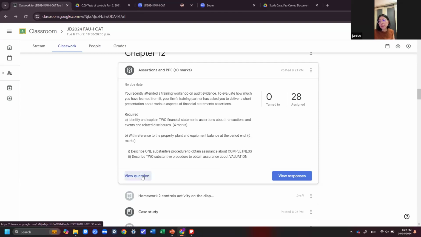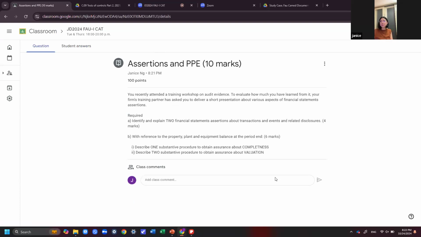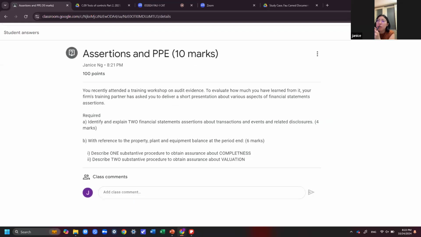So here. Okay, so we're gonna do this question. It was a real exam question, I think from 2020, 4 years ago. So we should do that together. Let's see. You recently attended a training workshop on audit evidence. To evaluate how much you have learned from it, your firm's training partner has asked you to deliver a short presentation about various aspects of financial statement assertions.